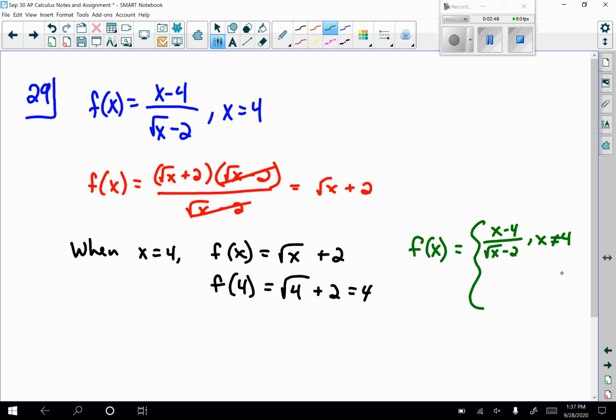We could just use the radical x plus 2 when x is 4, or we could just say it's 4 when x is 4. So that's one way to extend it, or again, you can just put that in place of the 4 as well.